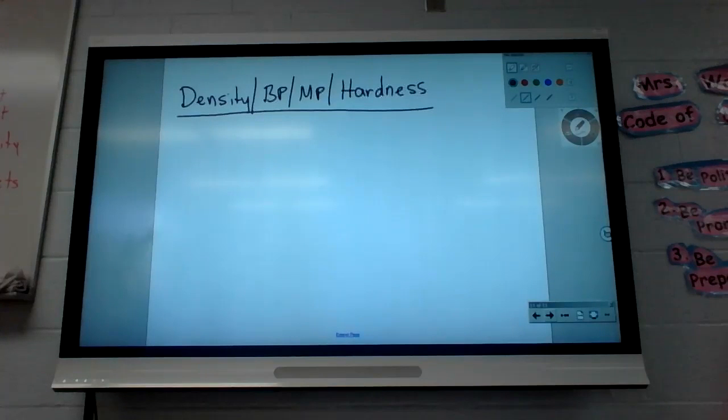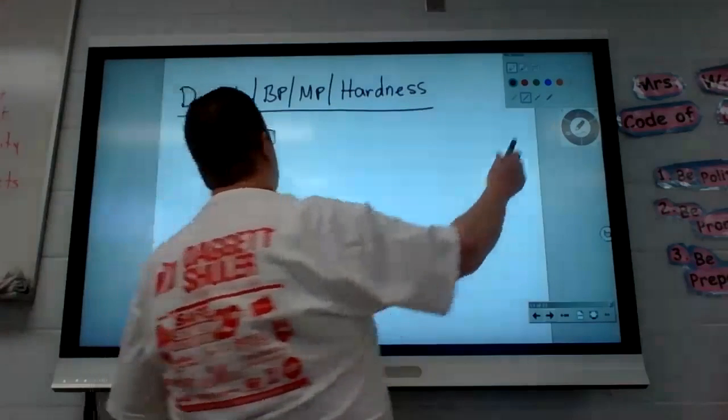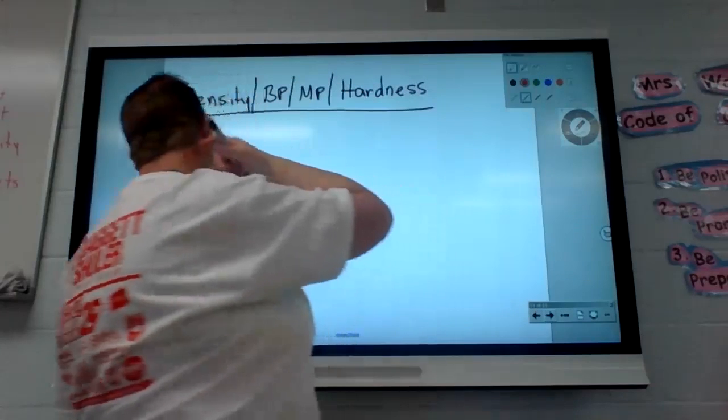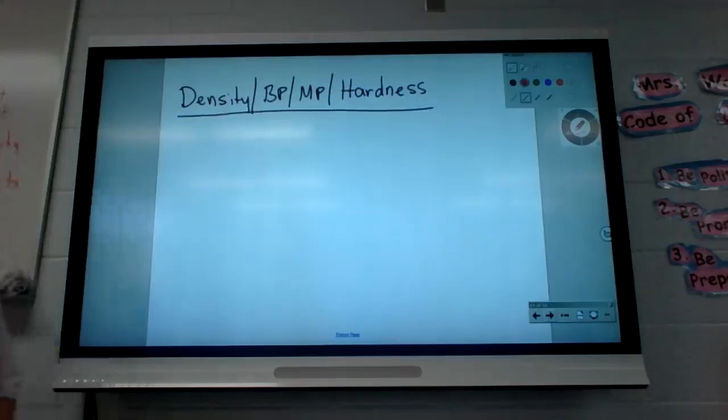Some metals are very hard, like titanium is very hard, platinum is very hard, iron is pretty hard, but gold and silver are pretty soft. Lead is pretty soft, so they're very bendable. All right, so when we talk about density, boiling point, melting point, and hardness, we can group them.